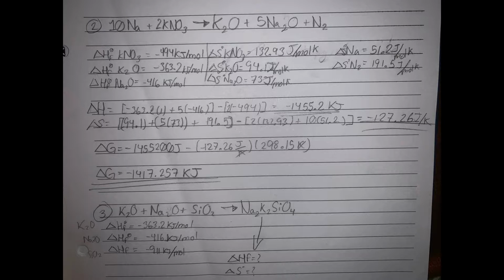Here we can also calculate the Gibbs free energy, which will give a negative value. So we can say that this is also a spontaneous reaction. In number 3, we have potassium oxide plus sodium oxide plus silicon oxide that convert into alkaline silicate glass. In this reaction, we couldn't find information about alkaline silicate glass in order to calculate the entropy and the Gibbs free energy.